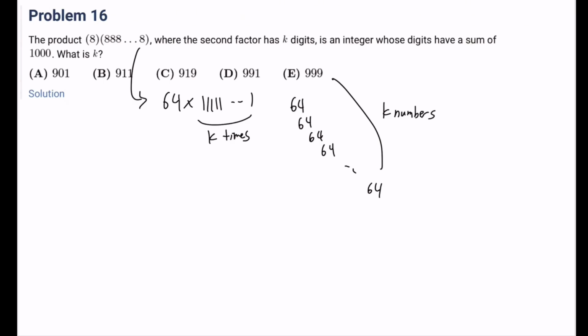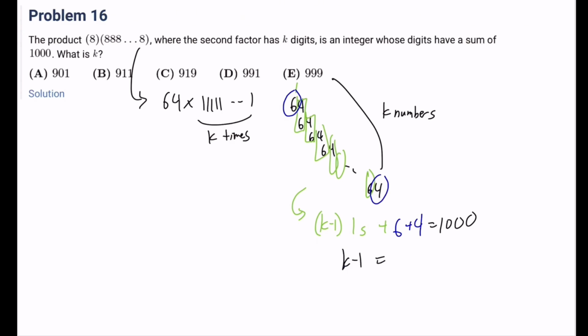So if we add them up, then we are going to find that these two make up 10. So that's going to give one carry up, and same thing, one carry up, 1, 1, 1, 1, all the way to this one. So that's going to give k minus 1 tens. So this is going to give k minus 1 ones, right, because of the carry, and then plus we have the 6 and this 4. So plus 6 plus 4. And this is going to be equal to 1000. So k minus 1 equals 1000 minus 10, which is 990. So k equals 991, and that's our answer.